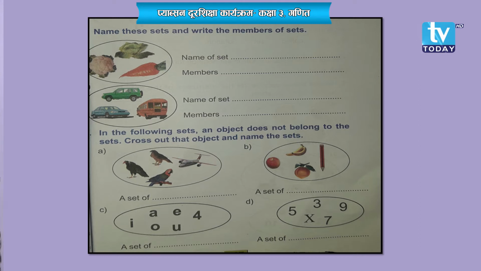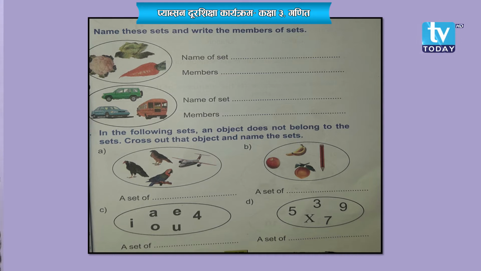Now next, in that fruit set, a pencil is there, right? Does the pencil belong to that group? No. So, pencil doesn't belong to that group. So, you have to look at the sets and identify the picture, whether it belongs to that group or doesn't belong to that group. Now, tell me students, from this picture, which one is the odd one over here?